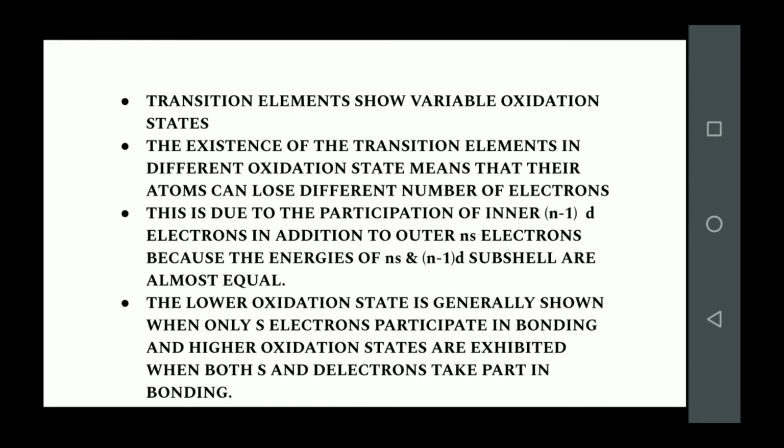And the second reason why an element shows more than one type of oxidation state is that both the s orbital as well as the (n minus 1) d subshell orbitals are involved in bonding. Their energies are the same, so electrons from these orbitals can be lost or shared. The lower oxidation state is generally shown when only s electrons participate, whereas a higher oxidation state is shown when both s as well as d orbital electrons participate in the bonding.